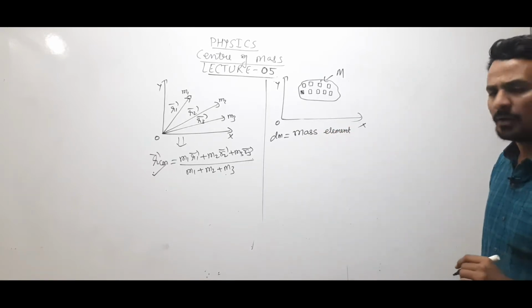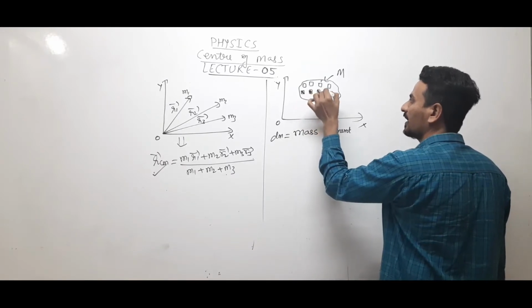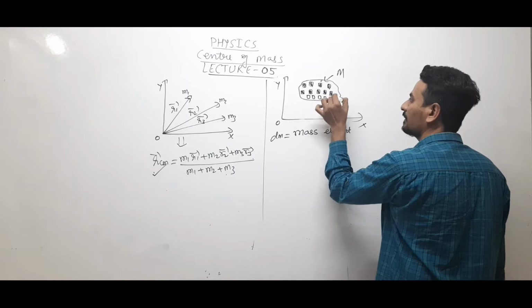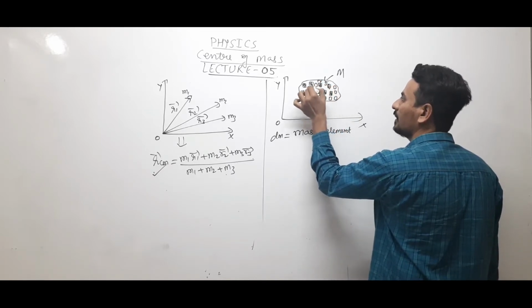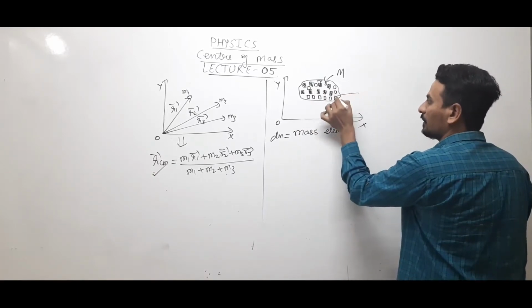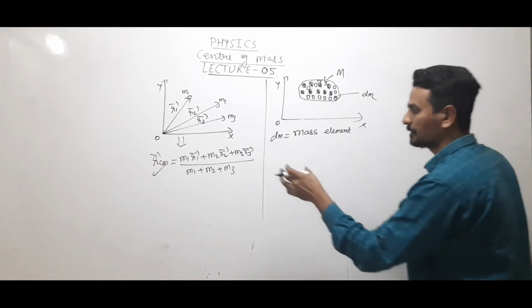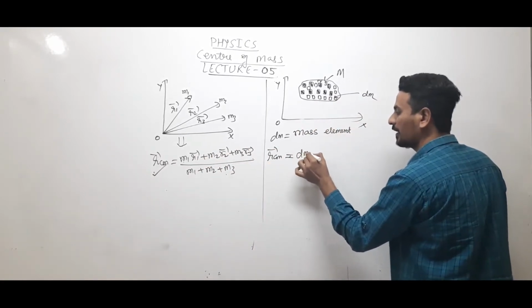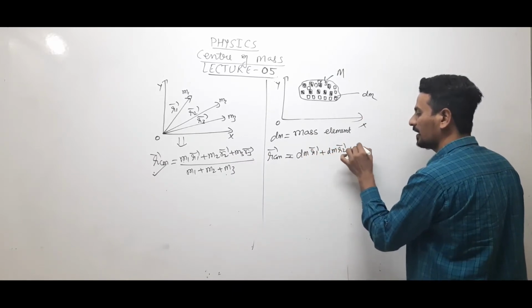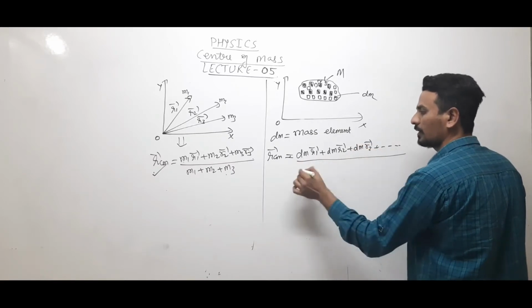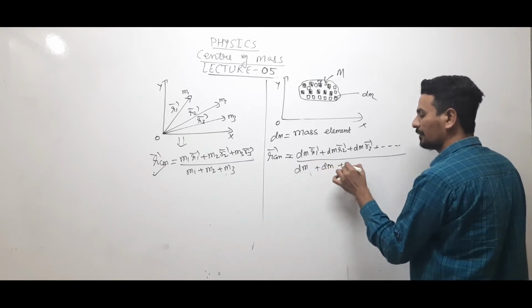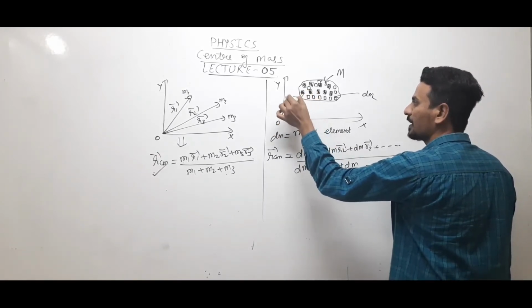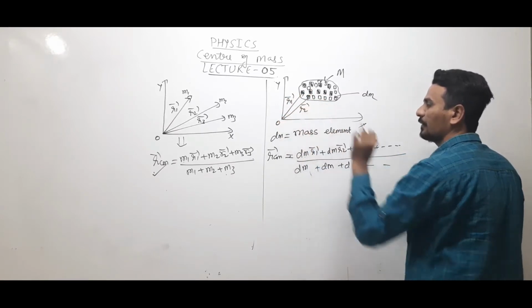Clear? So this is how the entire body is assumed to be made up of very, very small mass elements distributed inside the body. Each of these mass elements has a mass dm. Using the same formula, we just have to modify it this way. Instead of m1, we'll write dm r1, dm r2, dm r3 and so on, upon dm plus dm plus dm, which will give me the total mass of the whole body. Say this dm has a position r1, another dm has a position r2.